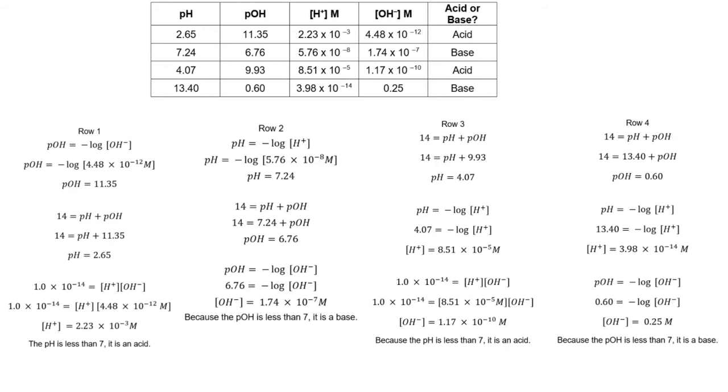Also, determining acid or base, you can look at pH or pOH. You can even look at hydronium or hydroxide concentration. It just matters which way makes the most sense to you. Now let's calculate values for actual solutions of acids and bases.